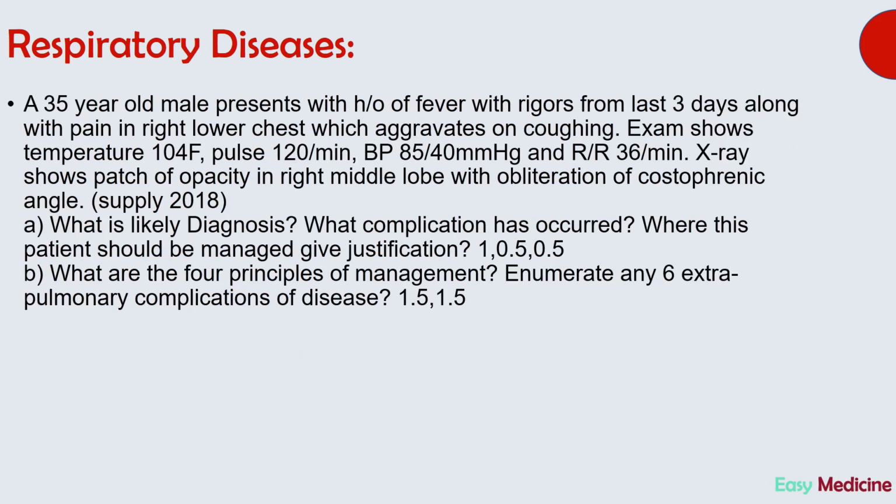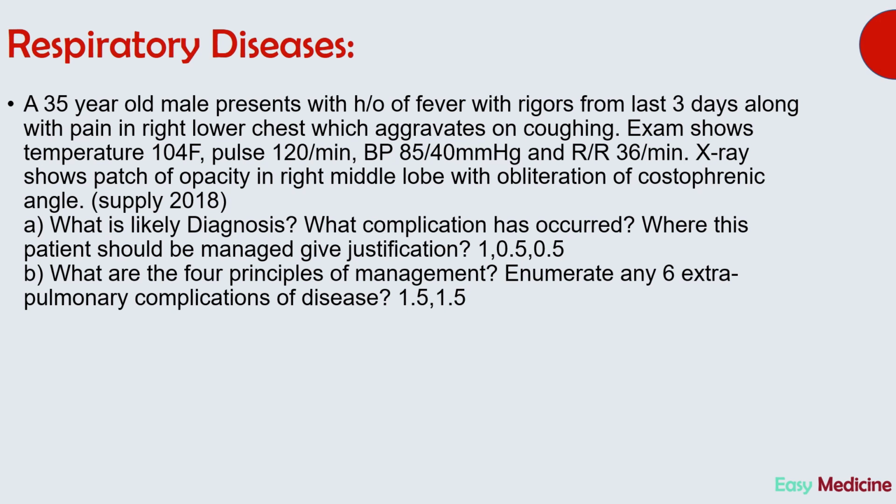The first question is, a 35-year-old male presents with history of fever with rigors from last 3 days, along with pain in right lower chest which aggravates on coughing. Examination shows temperature of 104, pulse is 120 per minute, blood pressure is 85/40, and respiratory rate is 36 per minute. X-ray shows patch of opacity in right middle lobe with obliteration of costophrenic angle. This question was in supplementary examination of 2018.